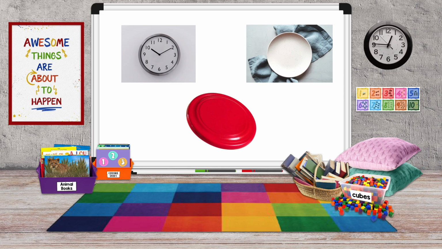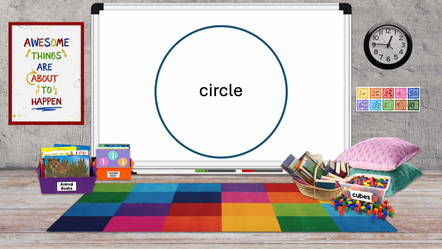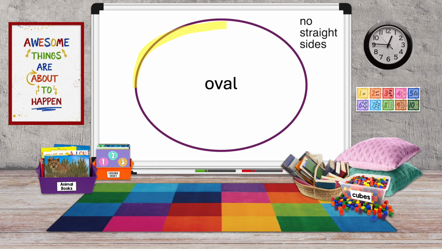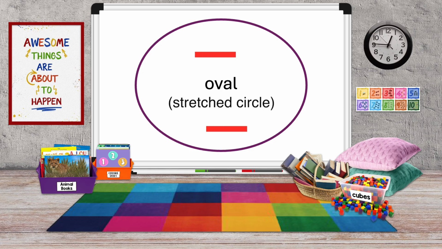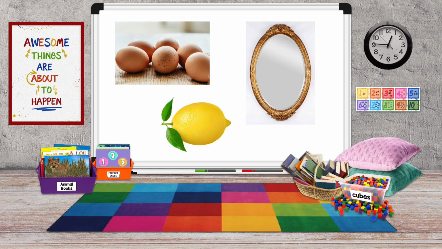Our second example of a curvilinear figure is an oval. Like a circle, an oval has no straight sides, but not every line from the center of the oval to the edge will be the same length. An oval is like a stretched circle. Eggs, some mirrors, and lemons can have an oval shape.